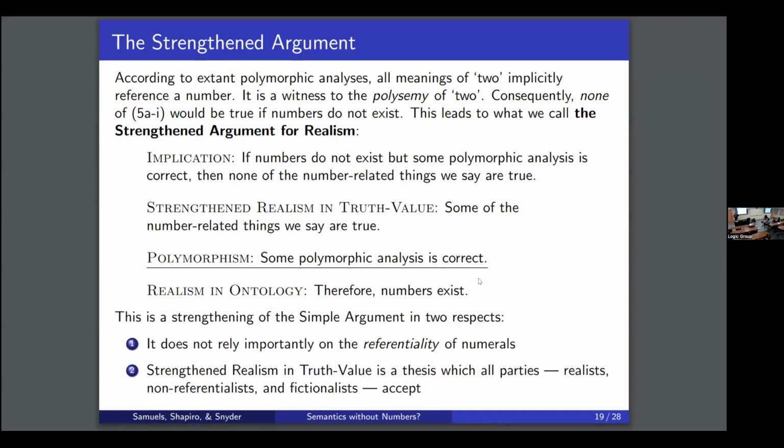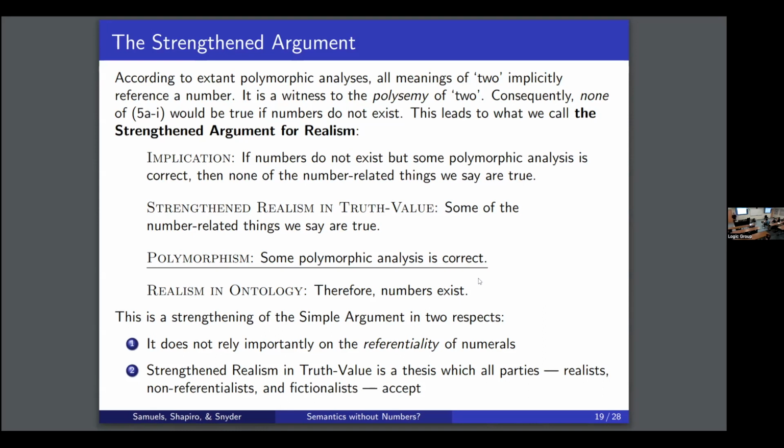You should see that just follows from the semantics I just highlighted. Second premise, strengthened realism and truth values. Some of the number-related things we say are true. In other words, at least one of those sentences I gave you is true. It doesn't have to be all of them, but at least one is. Third premise, at least one kind of polymorphic analysis is correct. Again, it doesn't matter which one it is. And it doesn't even matter which specific version of which kind it is. If any polymorphic analysis is in fact correct, then at least one specific version of a polymorphic analysis is correct. If all that is true, those 3 premises are true, then numbers exist.